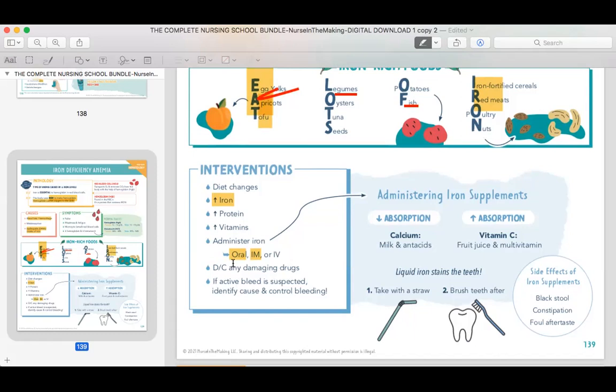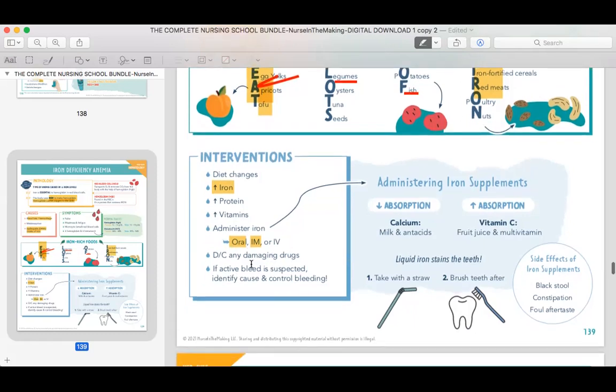Oral, make sure you drink it with a straw, in between meals, so not with breakfast, right? Dark stools are normal. Constipation is going to be normal, but make sure you drink fluids and take fiber.